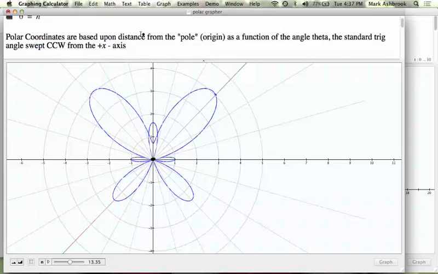And then we call that r. So the distance from the pole, or the distance from the origin, is r. So it's like radius, right? It's just like radius, distance from the center of the circle. So we use the symbol r to mean distance from the center of the coordinate plane, or the origin, as a function of the angle theta, and theta is our standard trig angle.